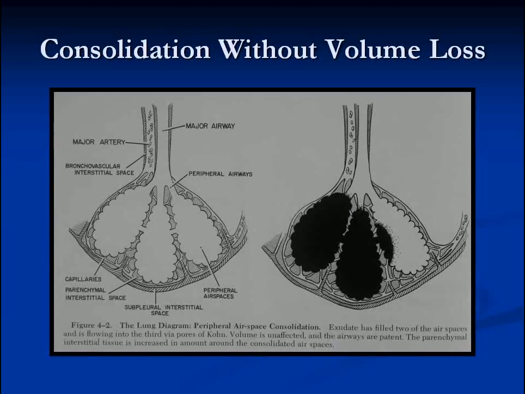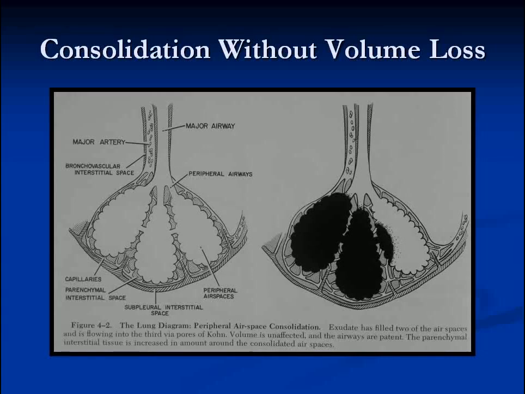This is a diagram illustrating airspace consolidation without volume loss. On your left side, you can see a normal airway. You can see the major airway going down into these peripheral air spaces. Around the peripheral air spaces is some fine interstitial tissue, and amongst the interstitial tissue are fine capillaries. This is where the oxygen exchange takes place. This is where oxygen goes into the small blood vessels and carbon dioxide comes out.